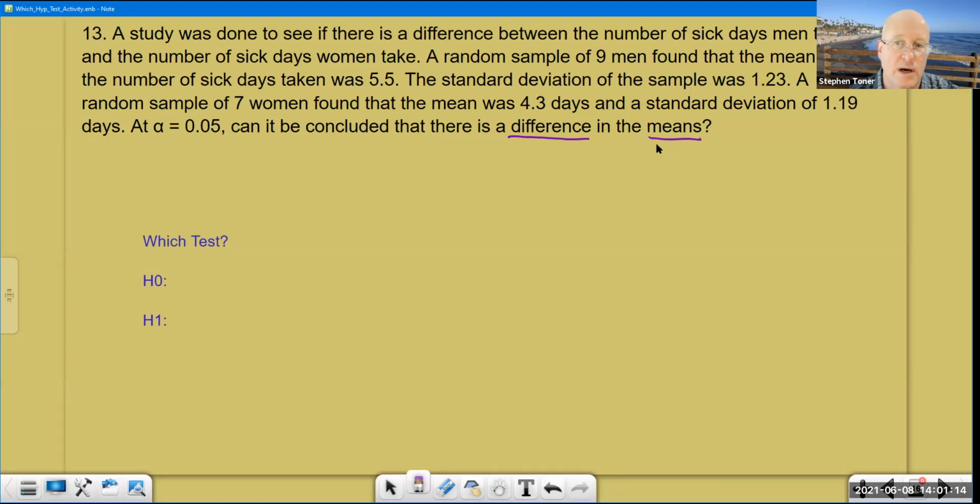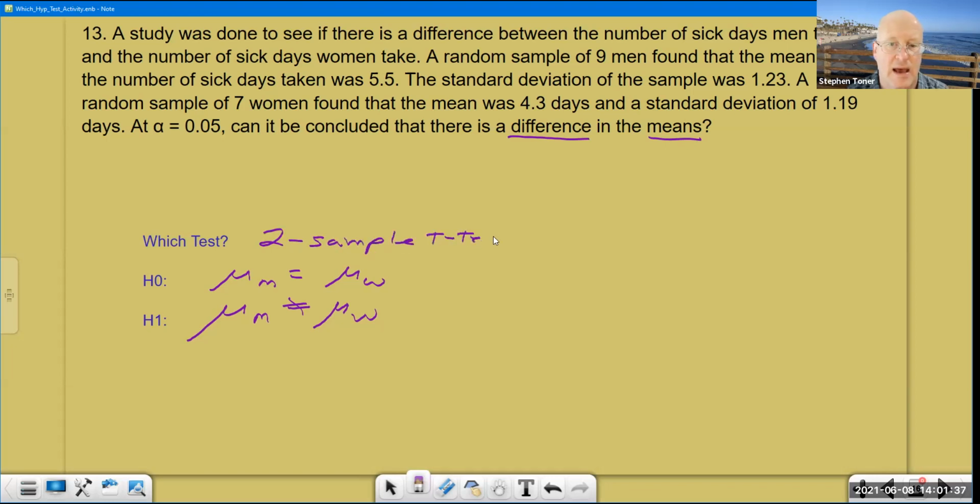Okay, means of what? Men and women. Means for men differs from means of women. So that should have been pretty easy coming out of there. And then because we have 2 populations, both with means, this is going to be a 2 sample t-test. And men versus women tells us that this is again going to be not pooled.